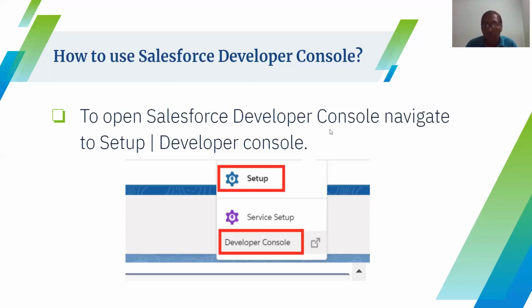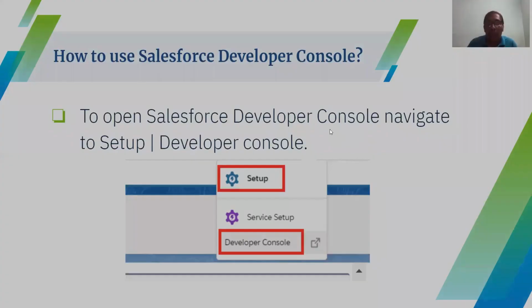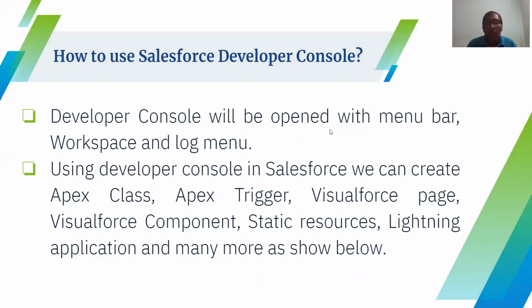The moment you log into your org or production environment, go and click on the gear icon. The moment you click on the gear icon, you'll get a menu. On the menu at the bottom, after Service Setup, you have a Developer Console. You're going to click on Developer Console. The moment you click on it, it opens the menu bar, workspace, and log menu.